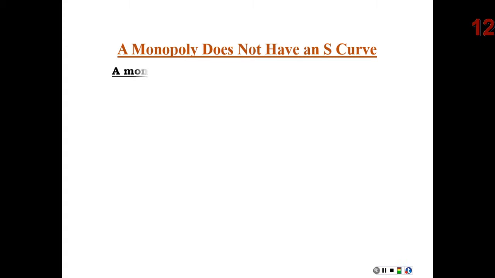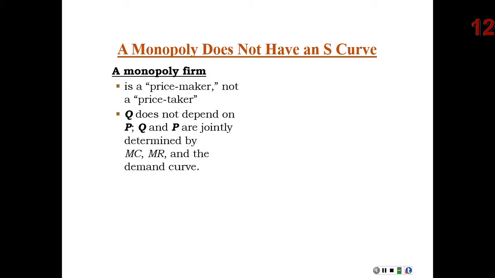Now, what about the supply curve? Well, monopoly is a price maker, not a price taker. They're going to set their price according to the demand curve as opposed to taking the price as a given. And the quantity and price for monopoly are going to be jointly determined by marginal cost and marginal revenue and the demand curve. It's going to be a complicated relationship between all these forces acting together.